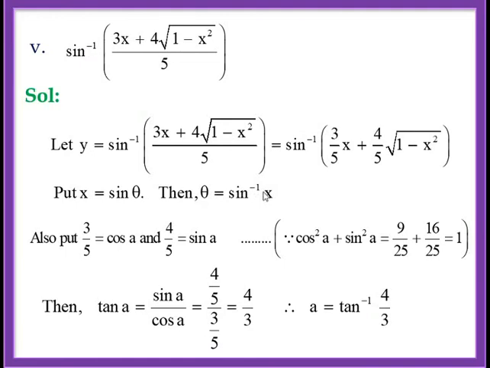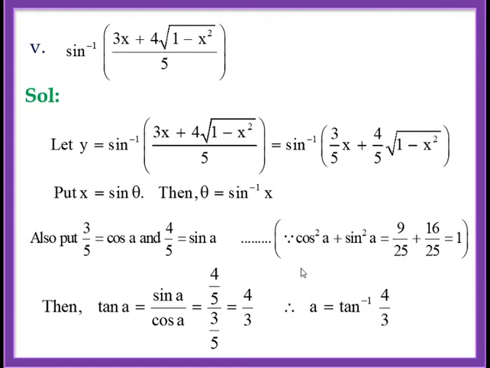x. Now I can take 3 upon 5 equal to cos A because it is lying between minus 1 and 1. So using the fundamental identity, I find that 4 upon 5 is nothing but sin A. Now what is tan A from this? It is nothing but 4 by 3. So in the last step, or maybe last but one, I have to replace A by what?